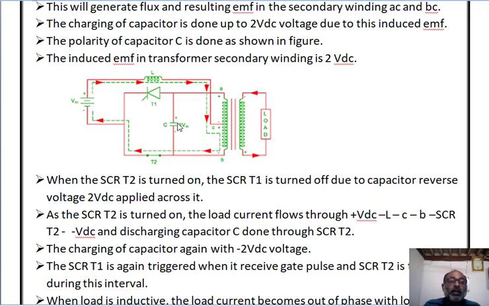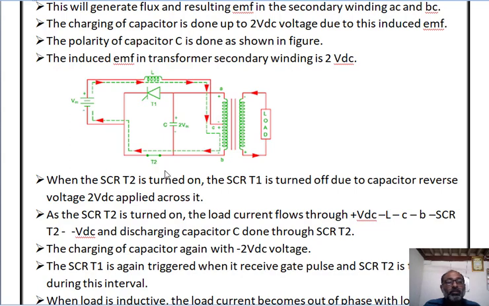Now similarly, next, when SCR T1 is turned on again, the reverse voltage appears across thyristor T2. That means negative voltage is available at the anode and positive terminal at the cathode. So due to this capacitor reverse voltage, it will turn off SCR T2.